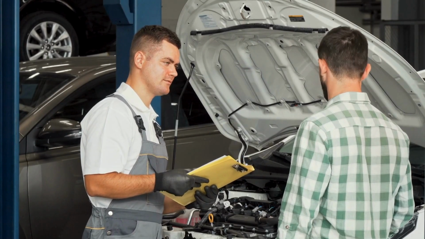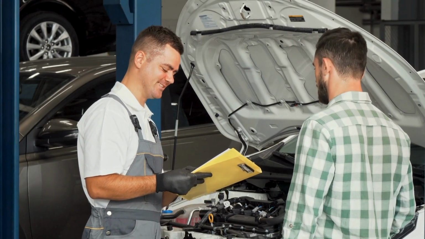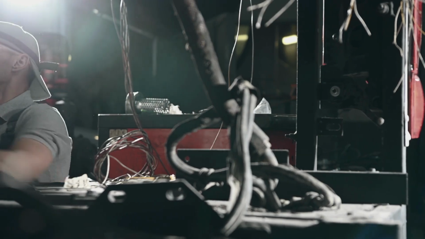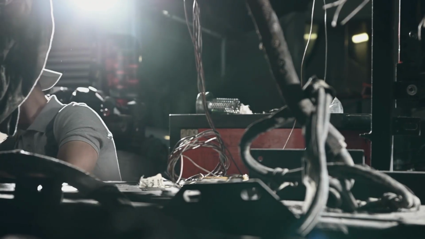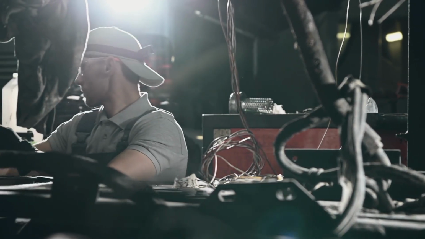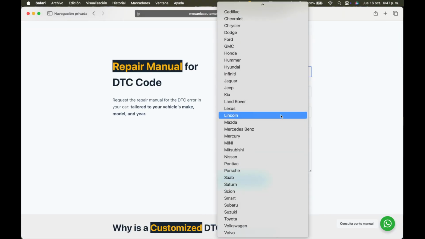What are the symptoms of a P0602 error? Difficulty starting the vehicle, loss of power or difficulty accelerating, rough engine running, such as jerking, excessive fuel consumption, transmission operating erratically, including rough or incorrect shifting. Important, the solution for this DTC varies by vehicle.